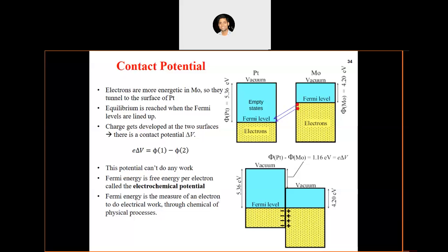For example, in batteries, when you use lithium, the efficiency of lithium ion batteries depends on the electrochemical potential of lithium. Similarly, there are many other applications where you want to do non-mechanical work. There the Fermi energy becomes a very important concept.